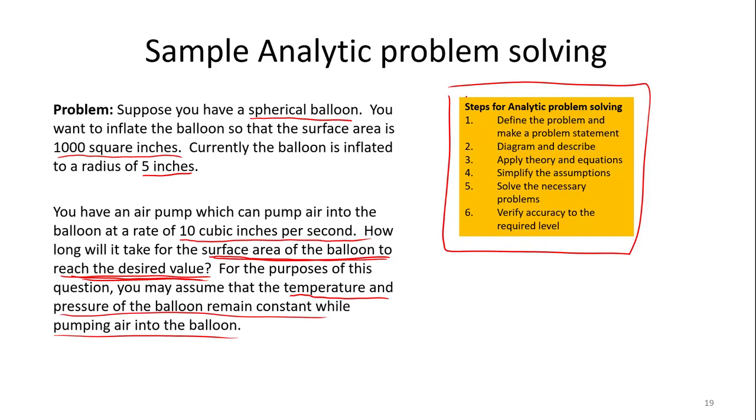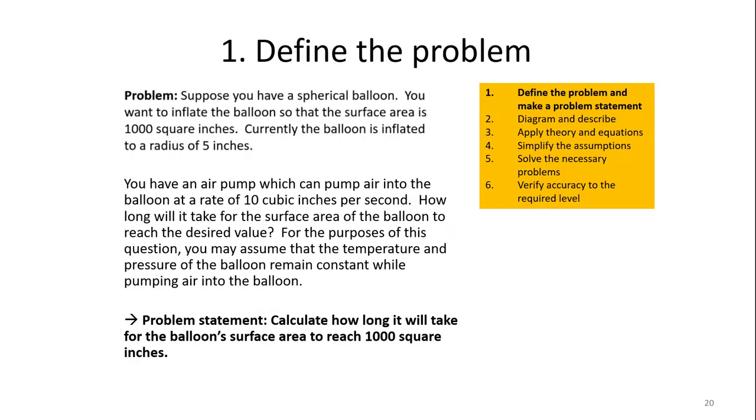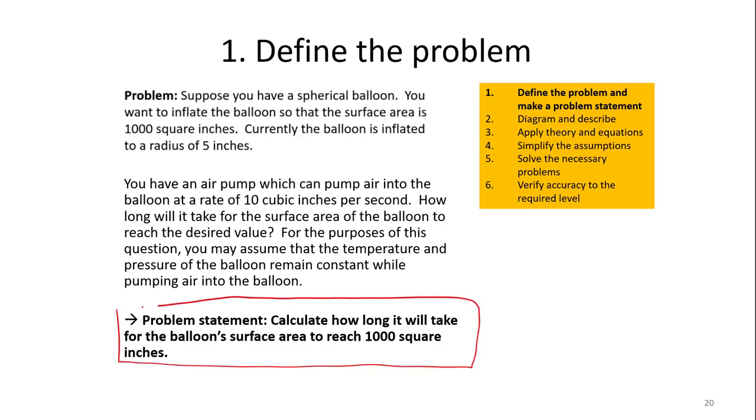So first we define the problem. So our problem is we have that spherical balloon and we want to calculate how long will it take for the balloon's surface area to reach 1,000 square inches. Again, we're assuming that we're pumping air in at that rate of 10 cubic inches per second. So we're making sure we are indeed solving what the question is asking.